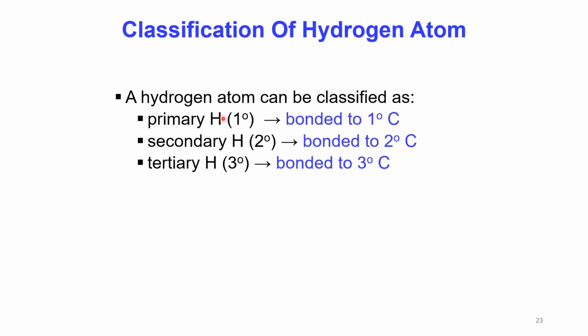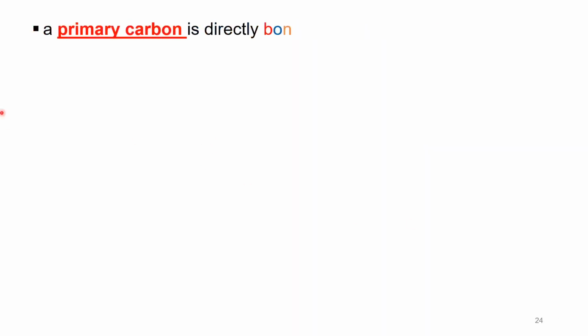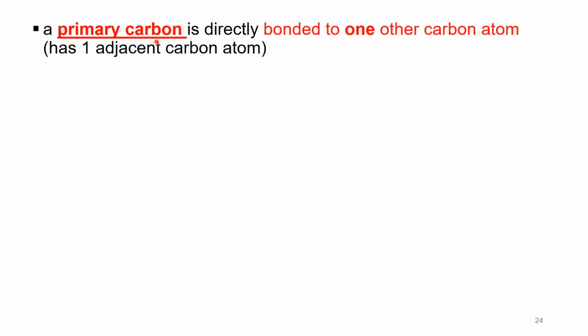For hydrogen atoms, they can be classified as primary, which is a hydrogen atom bonded to a primary carbon. Secondary hydrogen is a hydrogen atom bonded to a secondary carbon. And tertiary hydrogen is a hydrogen atom bonded to a tertiary carbon. A primary carbon is directly bonded to one other carbon atom, which means it has one adjacent carbon atom.